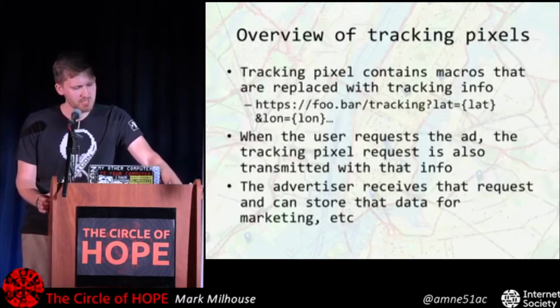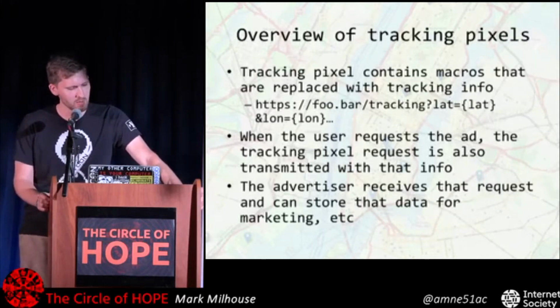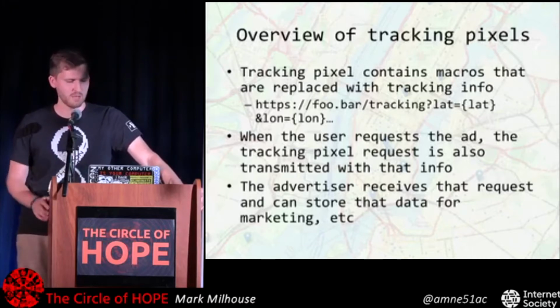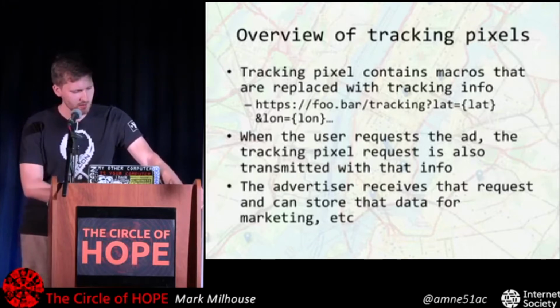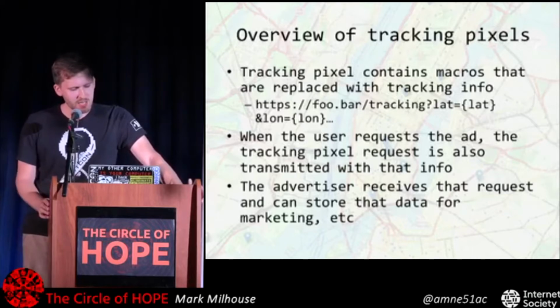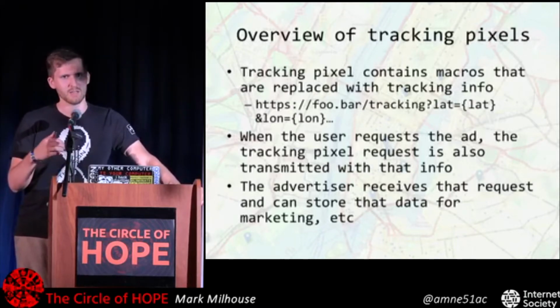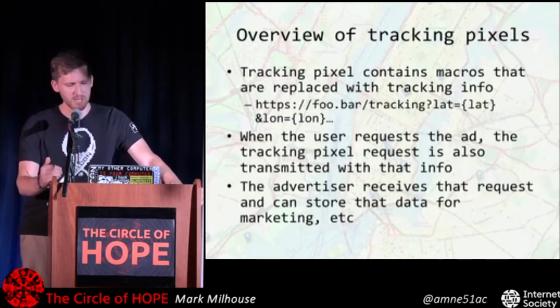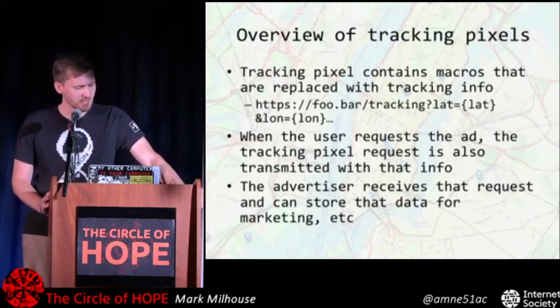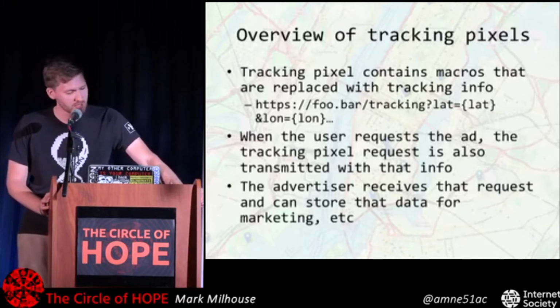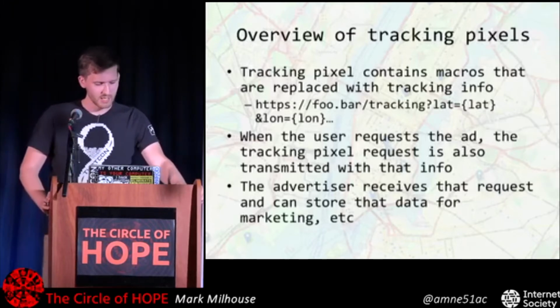When the user requests the ad, the tracking pixel request is also transmitted. The advertiser receives that request and can then store that information for different purposes. A lot of sites have more than just latitude and longitude. Like I discussed before, they might have the app name or the name of the page that you're visiting. They might have more specific information about your phone, for instance, things that could be used for fingerprinting.